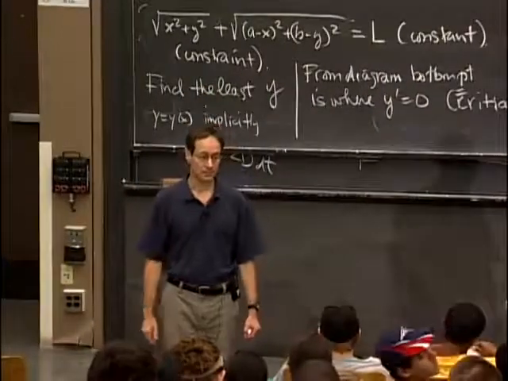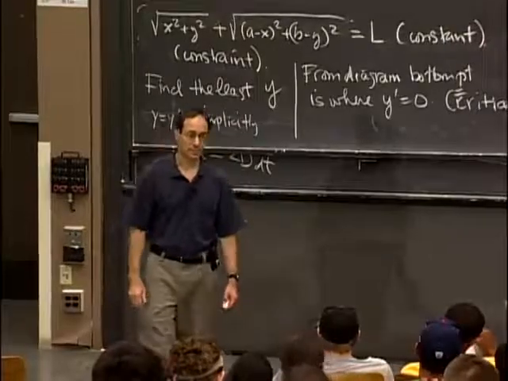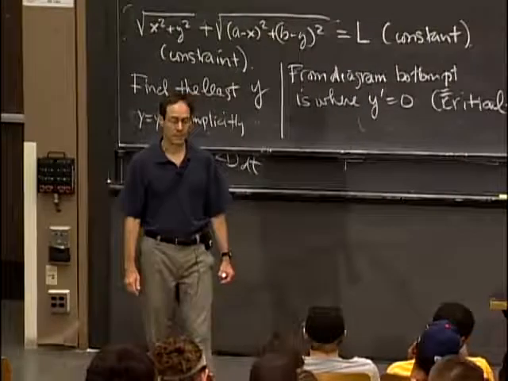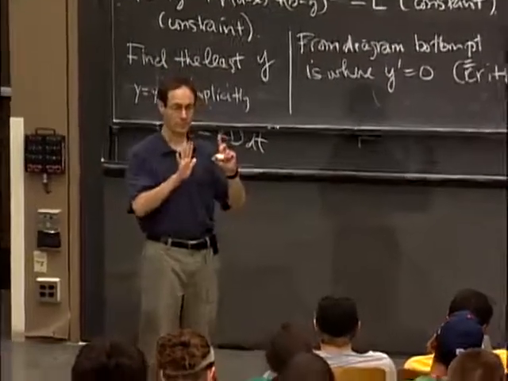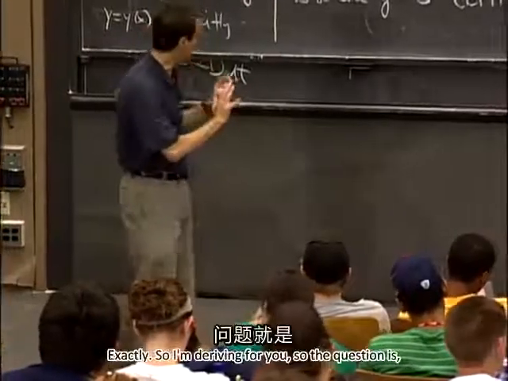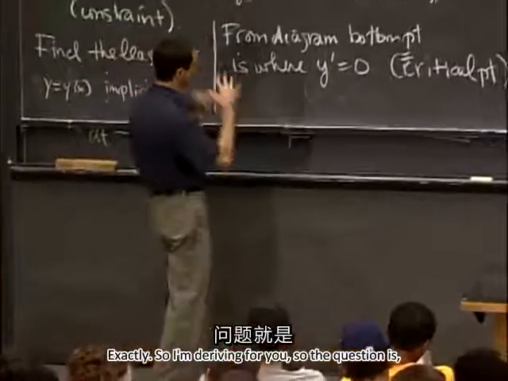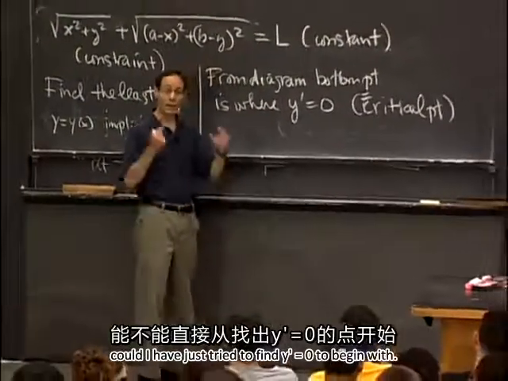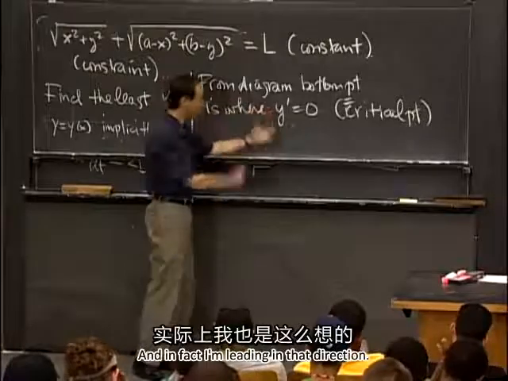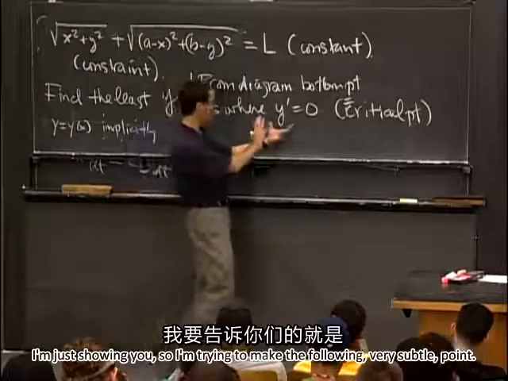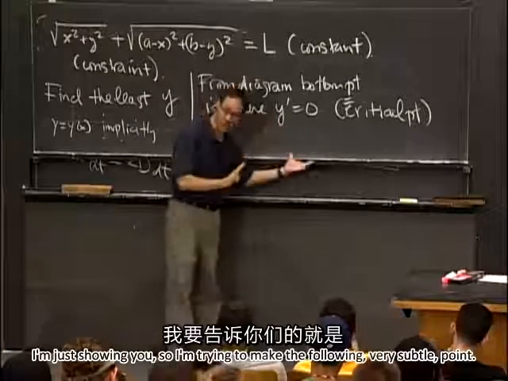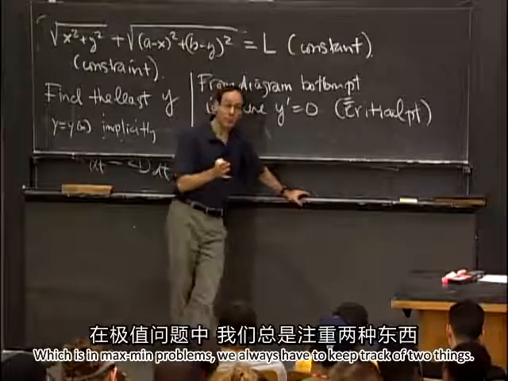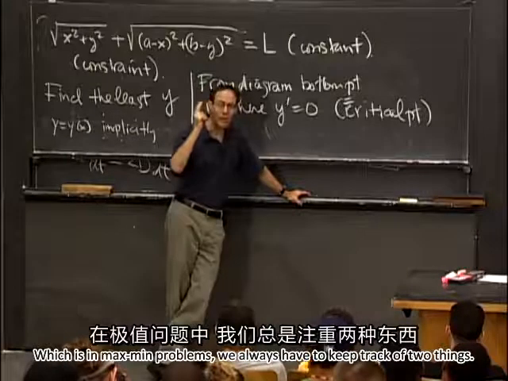Or if you hadn't remarked that the slope is horizontal there, you could still have differentiated that huge thing and taken y prime equal to 0, right? Exactly. So I'm deriving for you, so the question is, could I have just tried to find y prime equals 0 to begin with? The answer is yes, absolutely, and in fact I'm leading in that direction. I'm just showing you, so I'm trying to make the following very subtle point, which is, when in maximum minimum problems, we always have to keep track of two things.